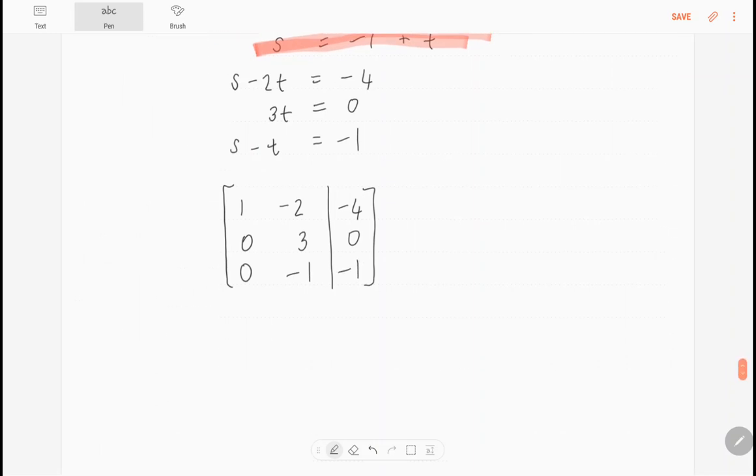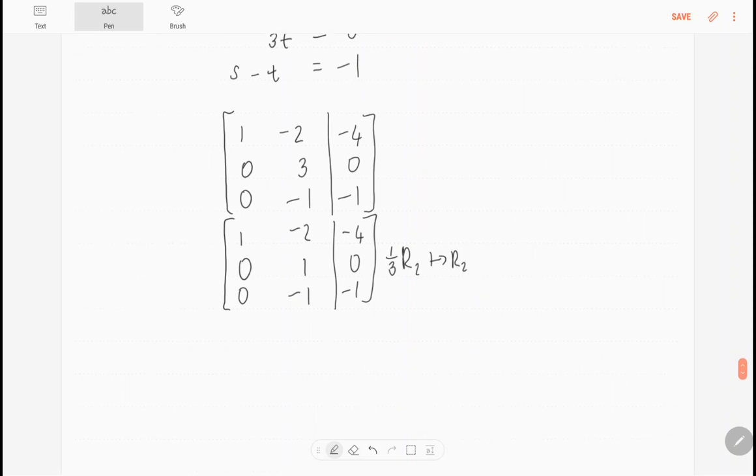My first column is already the way that I want it. I have a leading one and all zeros below it. Now I have my second leading variable, which I take as my 3. I'm going to change the 3 into a 1 so that it's easier to work with, so I multiply row 2 by a third. Then I have 1, minus 2, minus 4; 0, 1, 0; and 0, minus 1, minus 1.